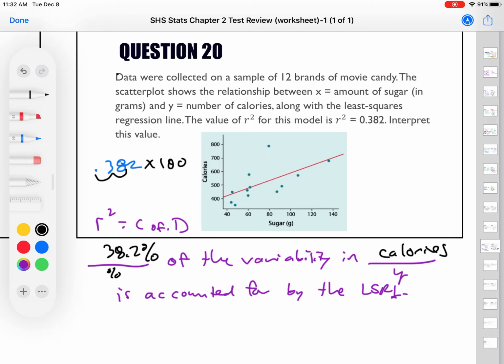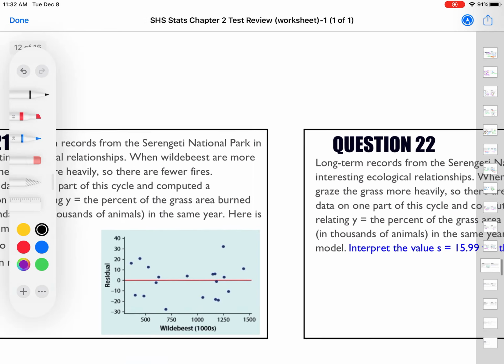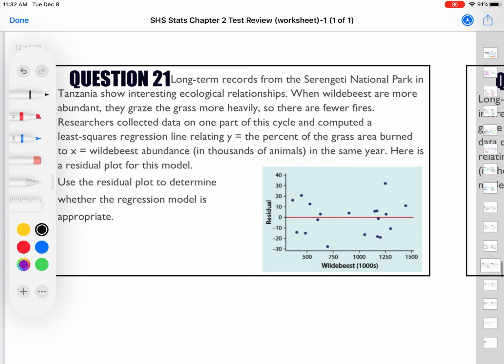Okay, number 21. Long-term records for the Serengeti National Park in Tanzania showing interesting ecological relationships. When wildebeest are more abundant, they graze the grass more heavily, so there are fewer fires. Researchers collect data on one part of the cycle and compute a least squares regression line relating y, the percent of grass burned, to the wildebeest abundance in thousands of animals in the same year.